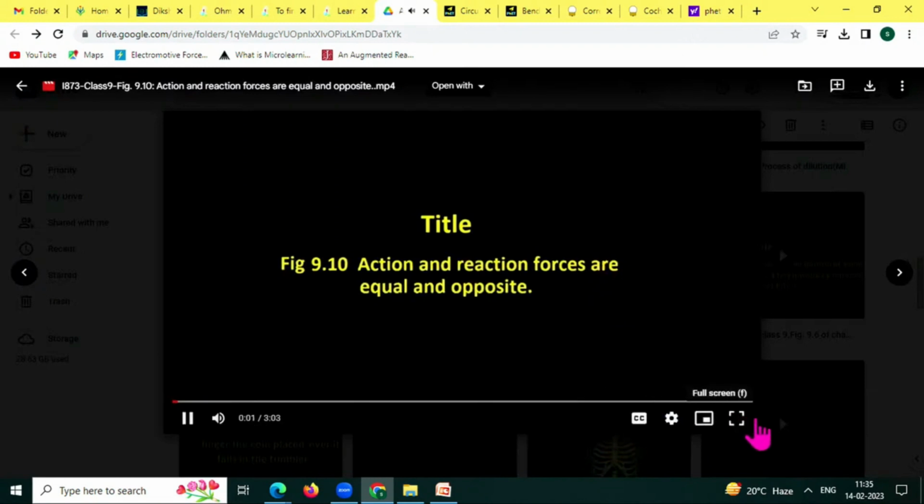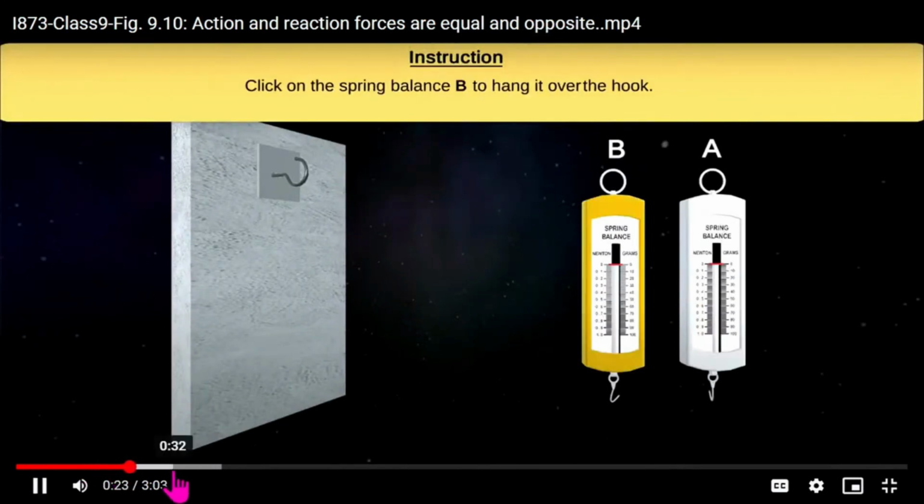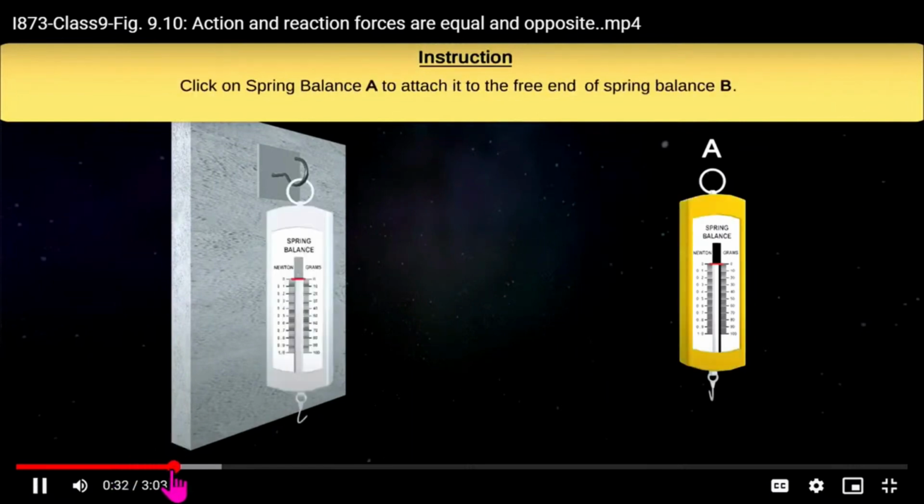Figure 9.10. Using a combination of the two spring balances. Click on the spring balance B to hang it over the hook. The free end of spring balance B.